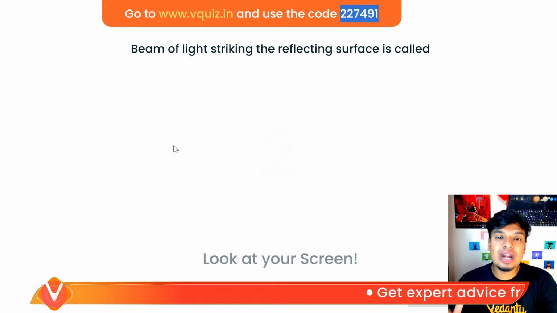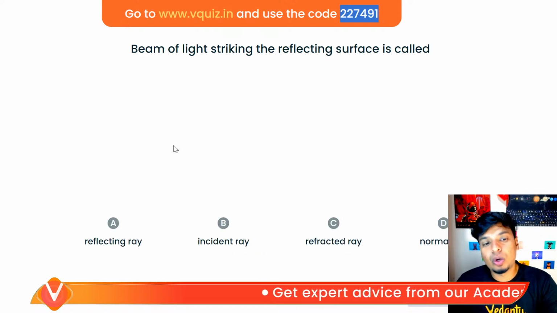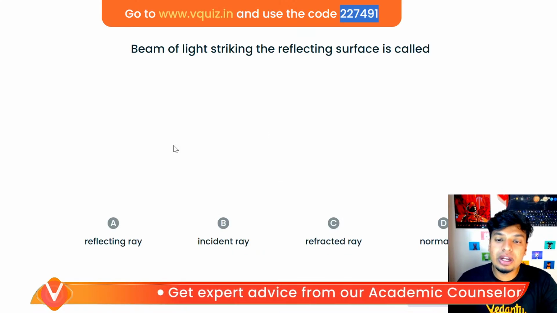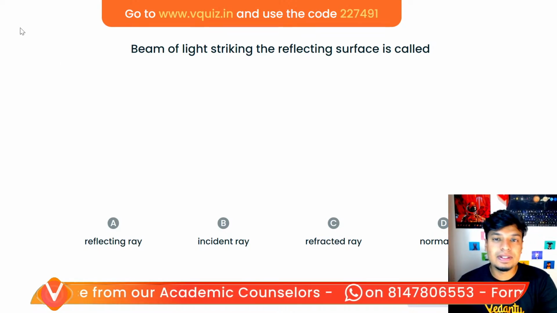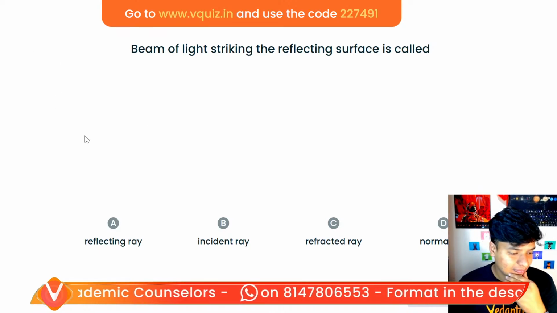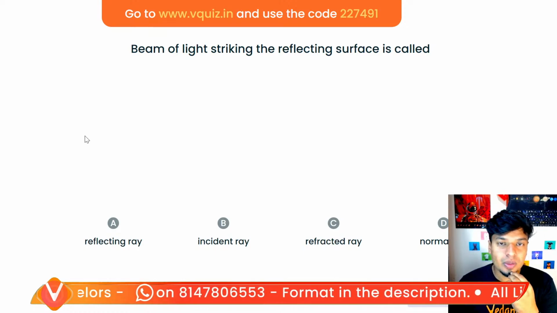Beam of light striking the reflecting surface is called what? Reflecting ray, incident ray, reflected ray, normal ray. The beam of light striking the reflecting surface. Come on, quick.